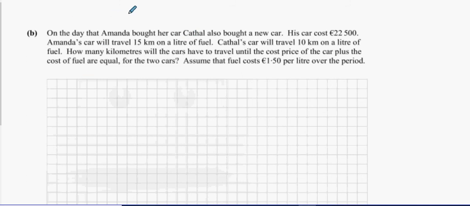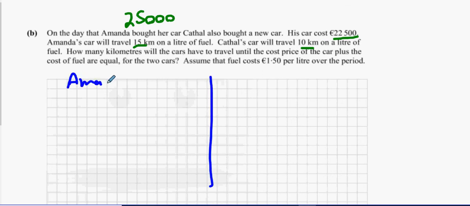Alright, Amanda spent 25,000 on her car. Carl also bought a new car. Carl's cost 22,500. Amanda's car will travel 15 kilometers on a litre of fuel. Carl's will travel 10. So we divide it up. Amanda on the left, Carl on the right. Let's directly compare fuel to each other, okay? Ready for this?